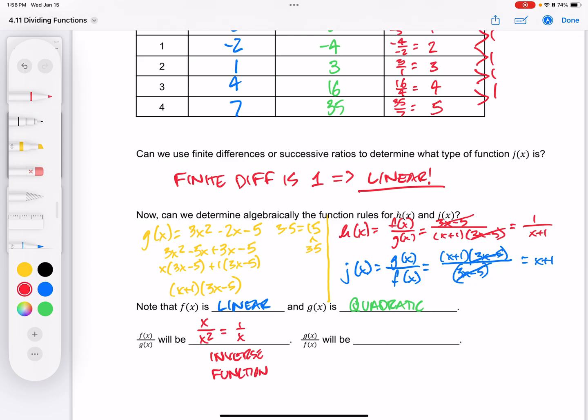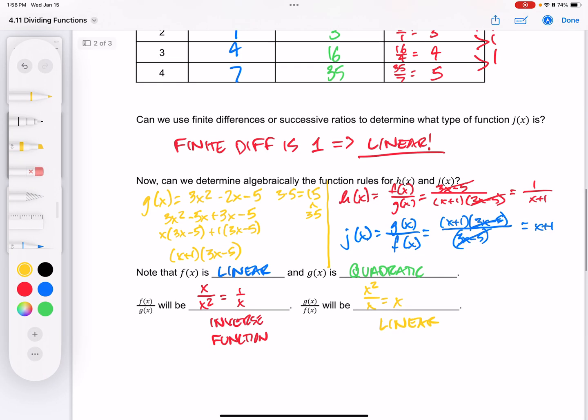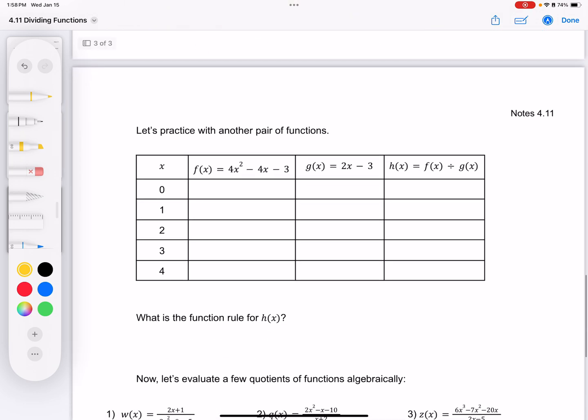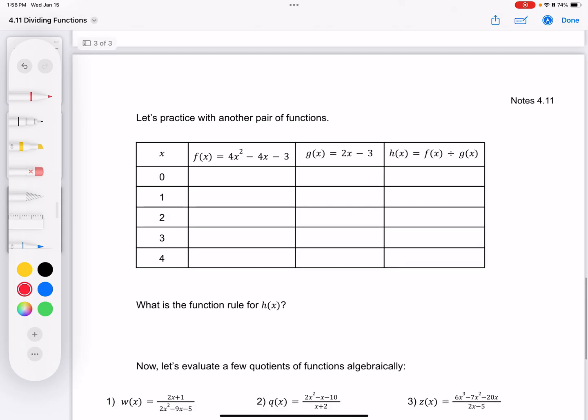It is a function that is linear in the denominator. And this one is going to be x squared something over x, which gives me x, so this one is going to be linear. So if I've got a linear divided by quadratic, I get something that has just x in the denominator. If I do quadratic divided by linear, I come up with a linear. Let's practice with another pair of functions.